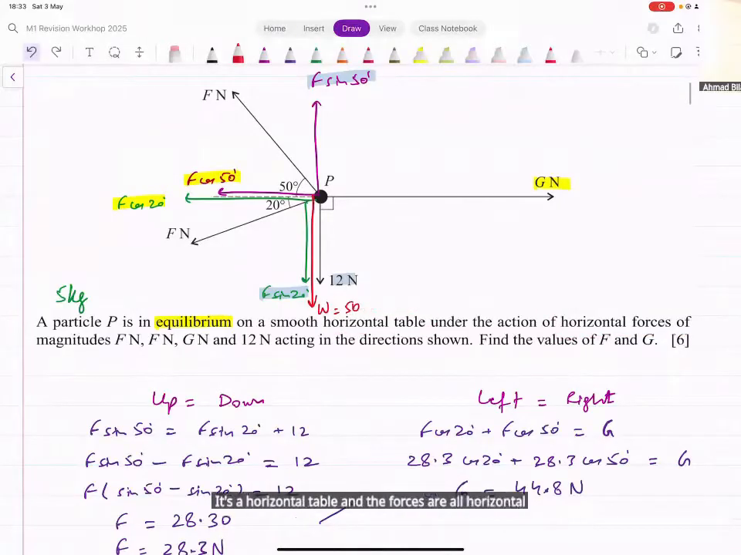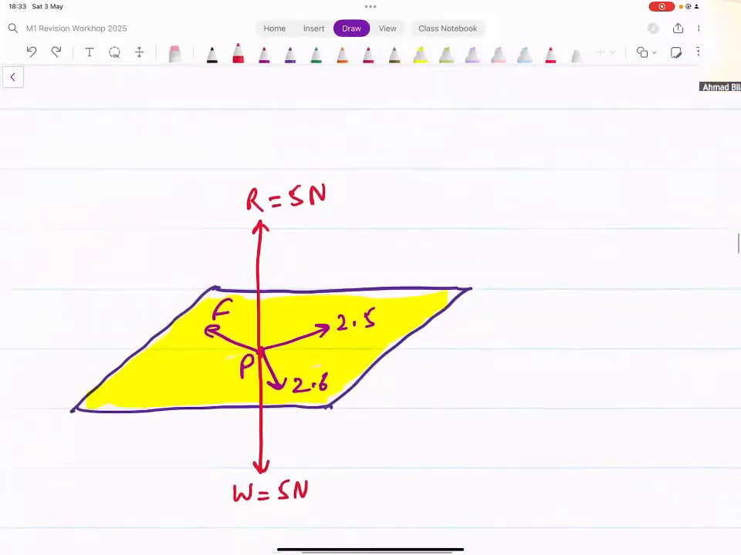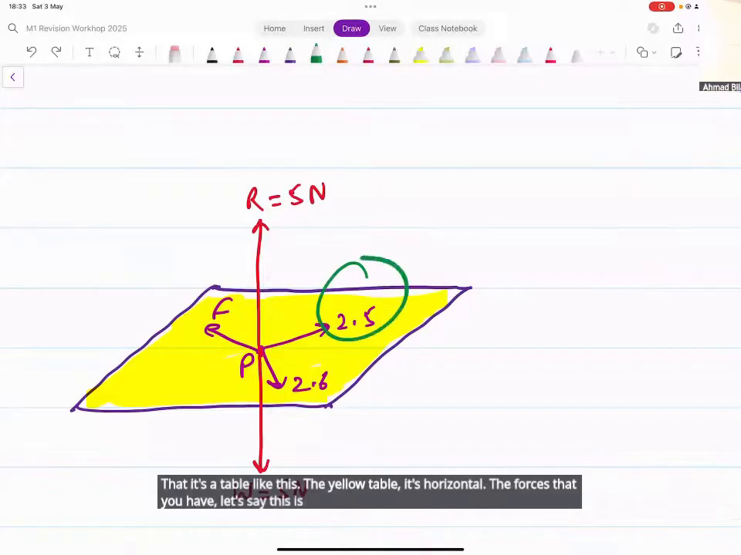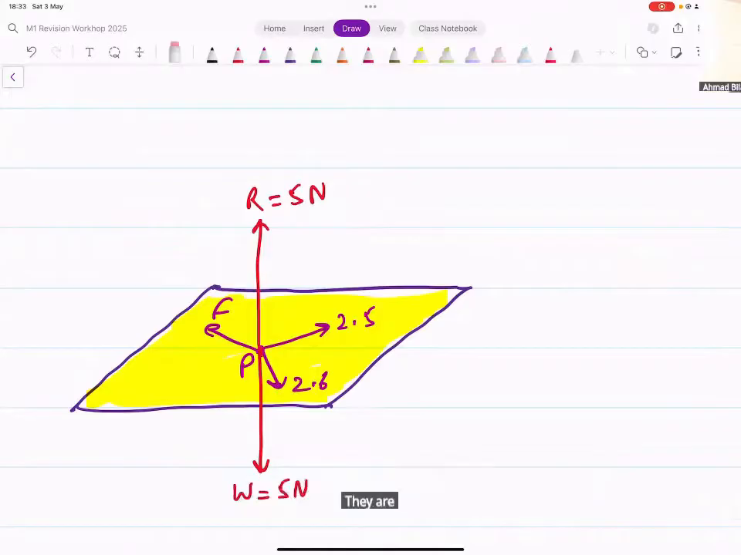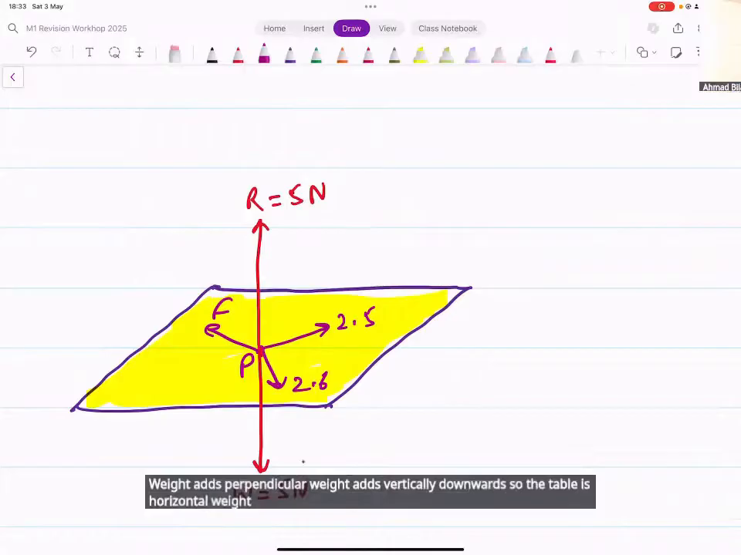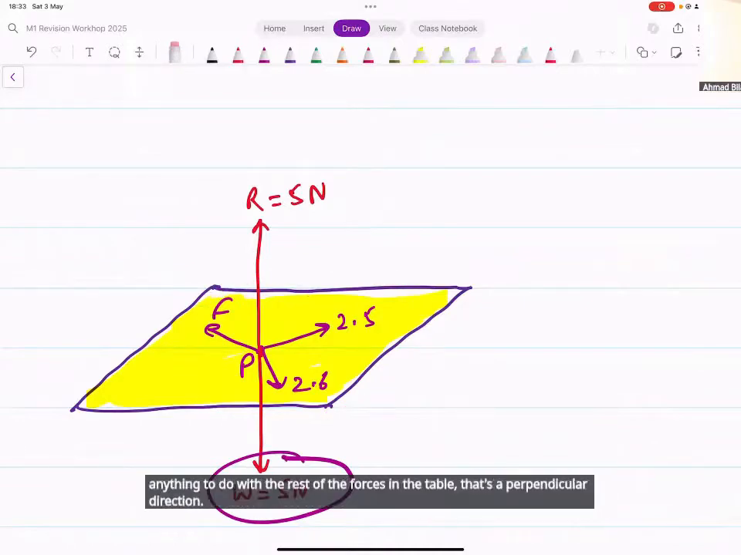So you think of it like this: it's a table like this, the yellow table, it's horizontal. The forces that you have, let's say, this is from another example, this is a 2.5 Newton force, this is an F Newton force, this is a 2.6 Newton force. They are all acting within the table, right? Along the surface of the table. Weight acts perpendicular. Weight acts vertically downwards. So the table is horizontal. Weight will be acting vertically downwards. Now, weight does not have anything to do with the rest of the forces in the table. That's a perpendicular direction. Weight does not have any component acting in this direction.